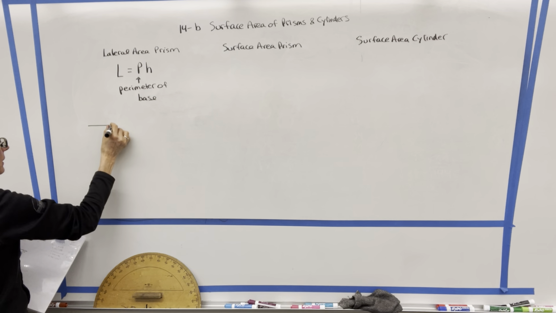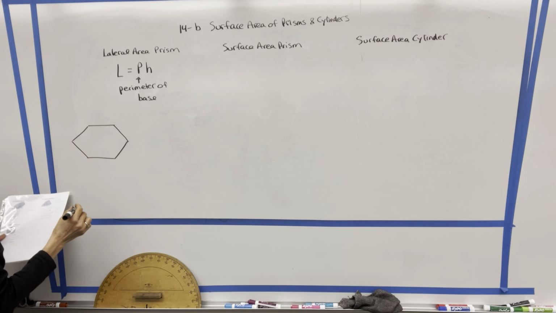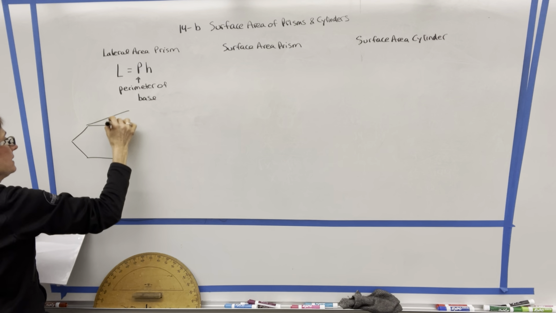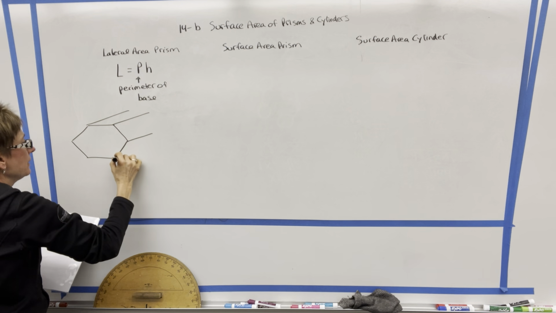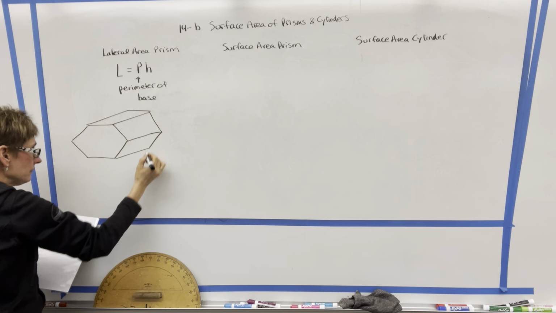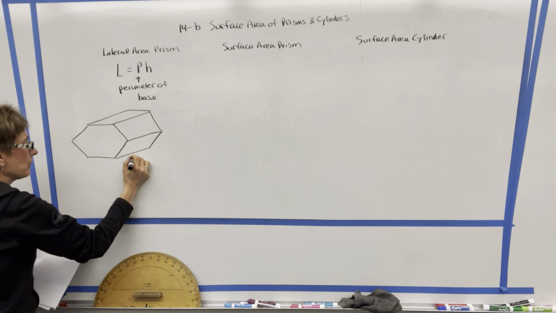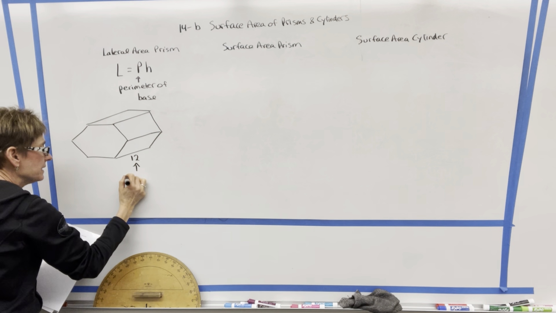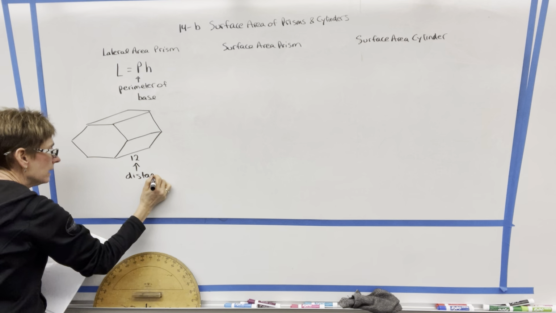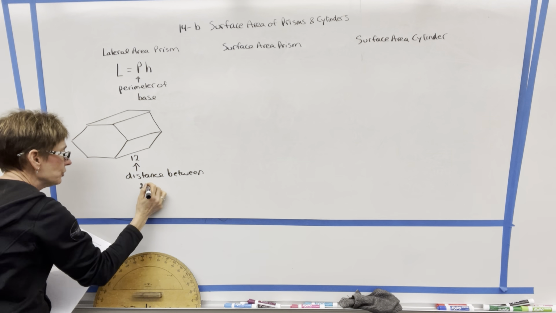So let's say, for example, that we are working with a hexagonal prism. So we know that it's a hexagonal prism because the base is a hexagon. And we would have 2 of those hexagons that are parallel to each other. So when we say height, we would mean this number right here. This would be the distance between the 2 bases.